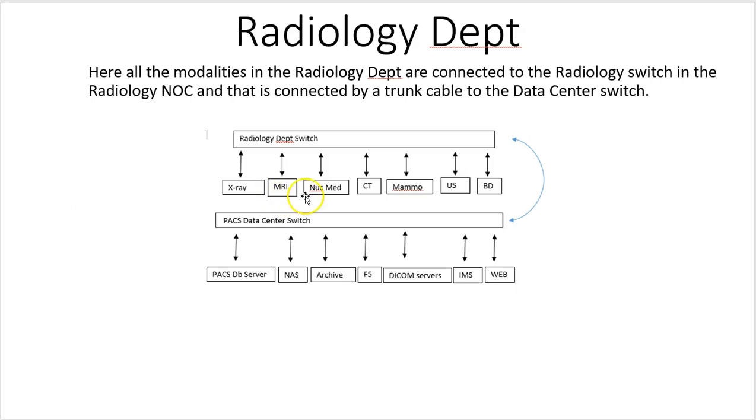So here's the radiology department switch, and it has the X-ray, the MRI, the nuclear, the CT, the mammo, the ultrasound, the bone densitors all connected to this, and there's a long cable or bundle of cables that goes to the PACS data center switch where you see all the things I have already connected to that. So now a CT would start here, it would go to the radiology department switch, it would then travel down the trunk cables to the PACS data center switch into the F5, the DICOM, the NAS. That's how that would all be connected.